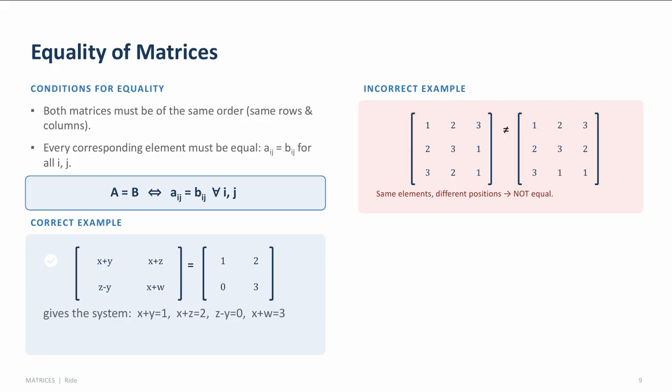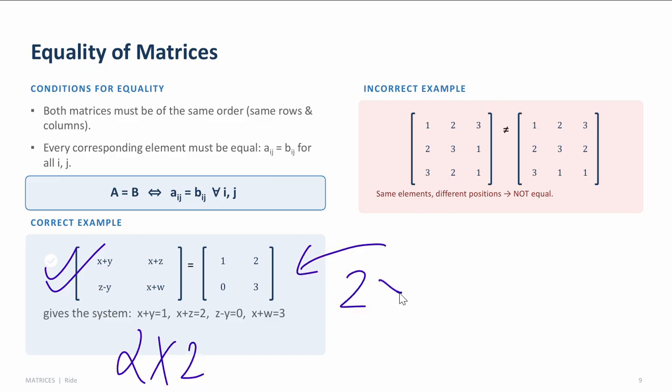Okay, so now let us talk about the equality of matrices. So both matrices, first of all, should be of the same order. That means that the number of rows and columns in both the matrices should be equal. Can you see here? This matrix right here is basically a 2 by 2 matrix. And this matrix right here is also a 2 by 2 matrix. So therefore, the first condition is fulfilled, that the matrices should be of the same order. Second, every corresponding element must be equal. That means that Aij is equal to Bij for all ij. That means that the elements in my matrix A should be equal to the elements in my matrix B.